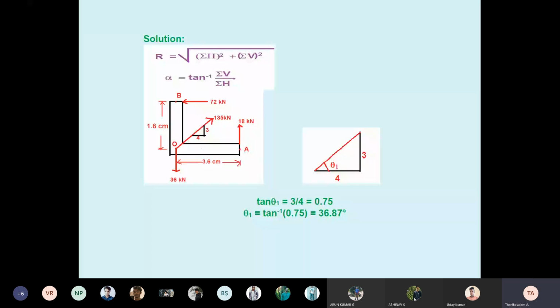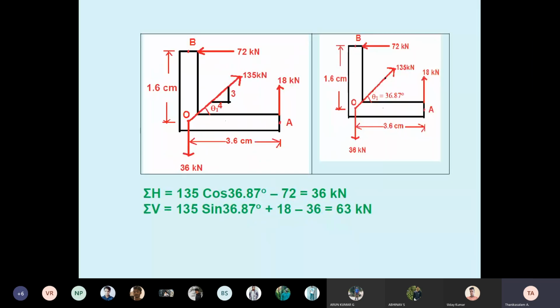See here. What I am doing, I am taking out the triangle separately. I marked theta 1. Therefore, we know tan theta equals opposite divided by adjacent side. So 3/4 is 0.75. Therefore, theta equals tan inverse of 0.75. So we got theta equal to 36.87 for the 135 kilonewton. See the next picture. So I want angle theta 1. I calculated theta 1 equal to 36.87.